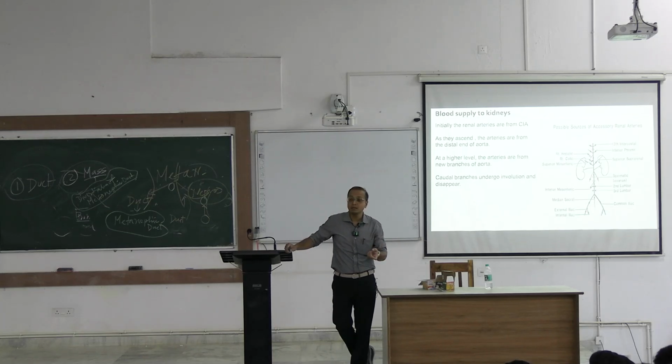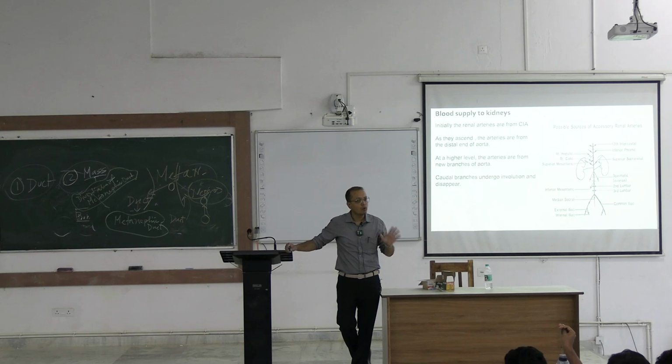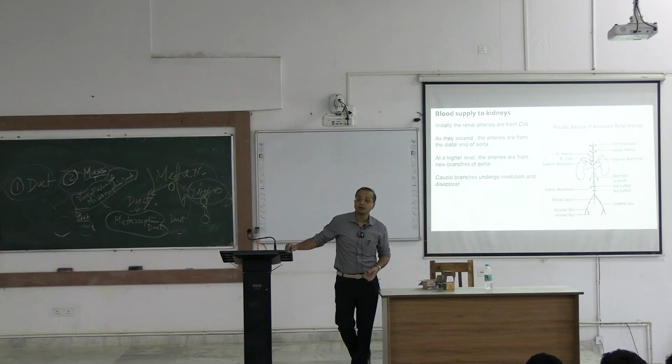Now, what happens to those branches which used to supply the kidney in that earlier position? Normally, those regional branches from where the kidney was getting blood supply should have regressed. If they fail to regress, we have a problem. We have accessory renal arteries, aberrant renal arteries. If they remain as accessory arteries, they are hazards during surgery. So, you are going to do a kidney surgery, and you find an extra artery of which you have no knowledge whatsoever. Those things need to be kept in mind whenever we go for kidney surgery.